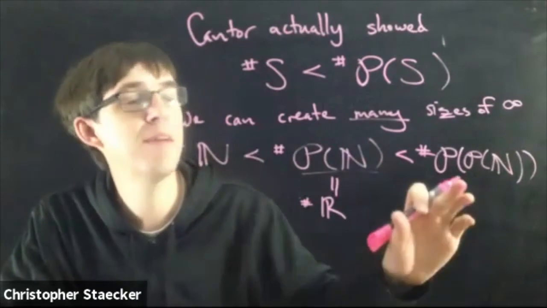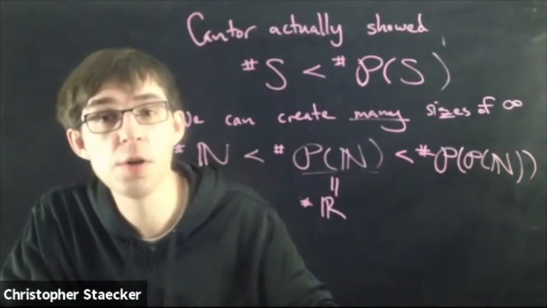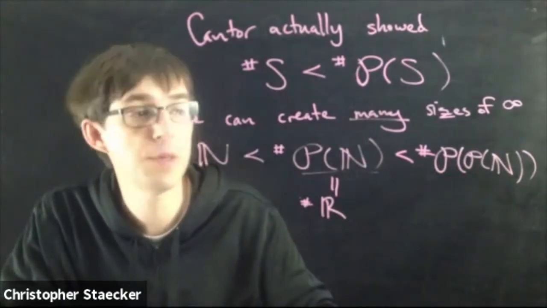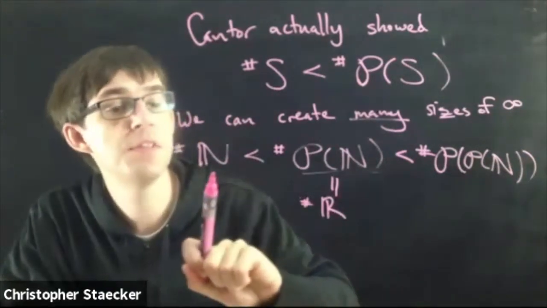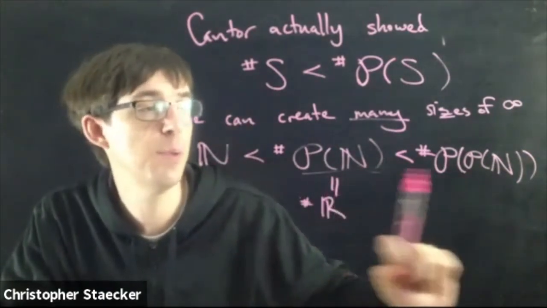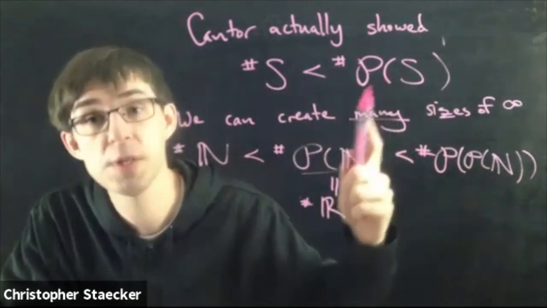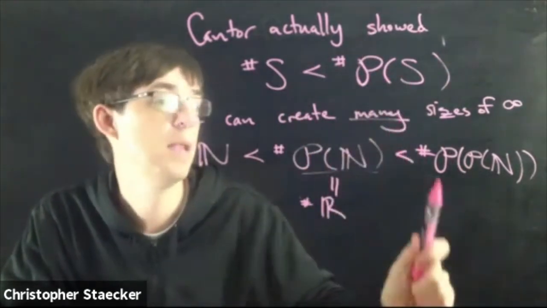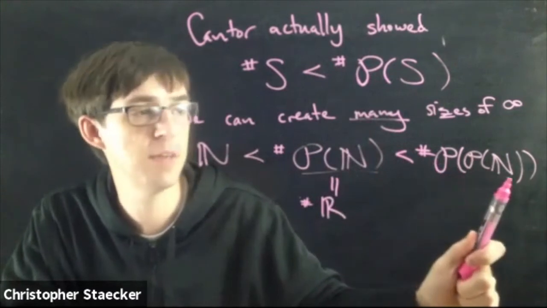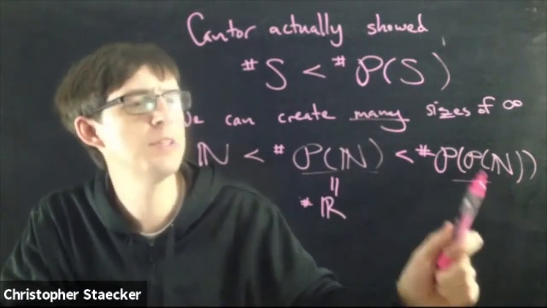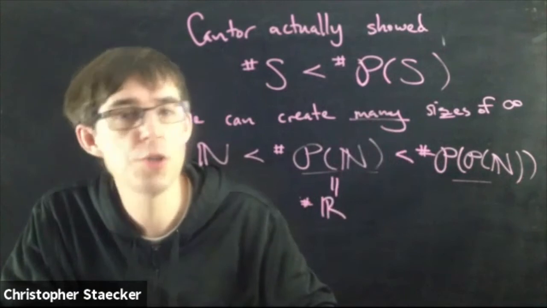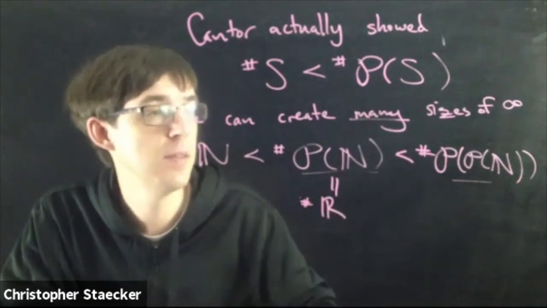All right, and we have yet another larger infinite quantity, right? This is countable, this is uncountable, this is even bigger because Cantor showed that always when you take the power set, it makes it bigger. And so the power set of the power set of N, this is a very weird set, but it is of larger size than the power set of N.